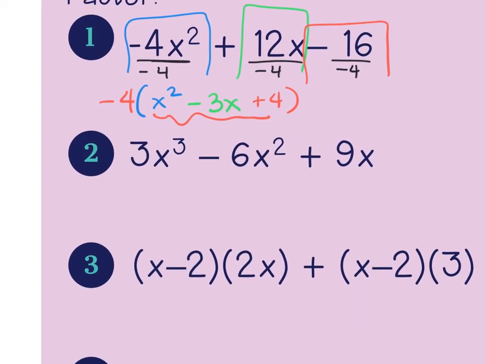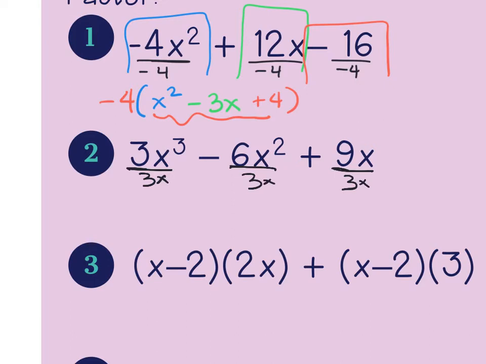The next one, again, I'm going to look at my coefficients. I'm going to find the greatest common factor. I can see that the greatest common factor is going to be 3. Then I'm also going to look to see if they have any variables in common, and I can see that they all have x. So my greatest common factor here is 3x.